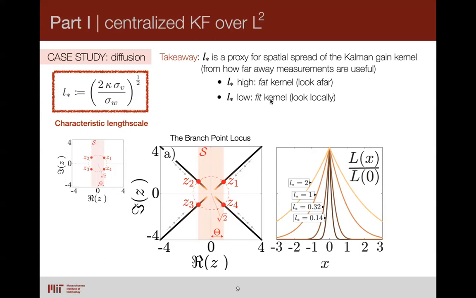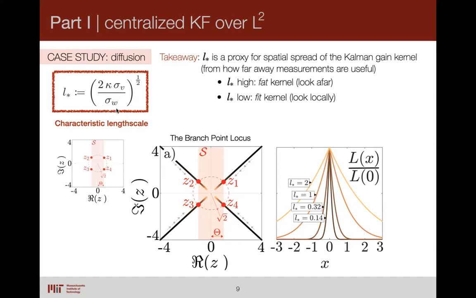So I'm pretty spatially localized, and I mostly rely on local information in order to do filtering. Note that the noise is tuning this degree of spatial localization, or this characteristic length scale. In particular, if I have measurements of very good quality, I will be pretty localized in space. This makes sense because in the limit, when your measurement noise goes to 0, if you were to have perfect measurements, then you don't need to look farther away in order to do estimation. You just have a very good measurement.